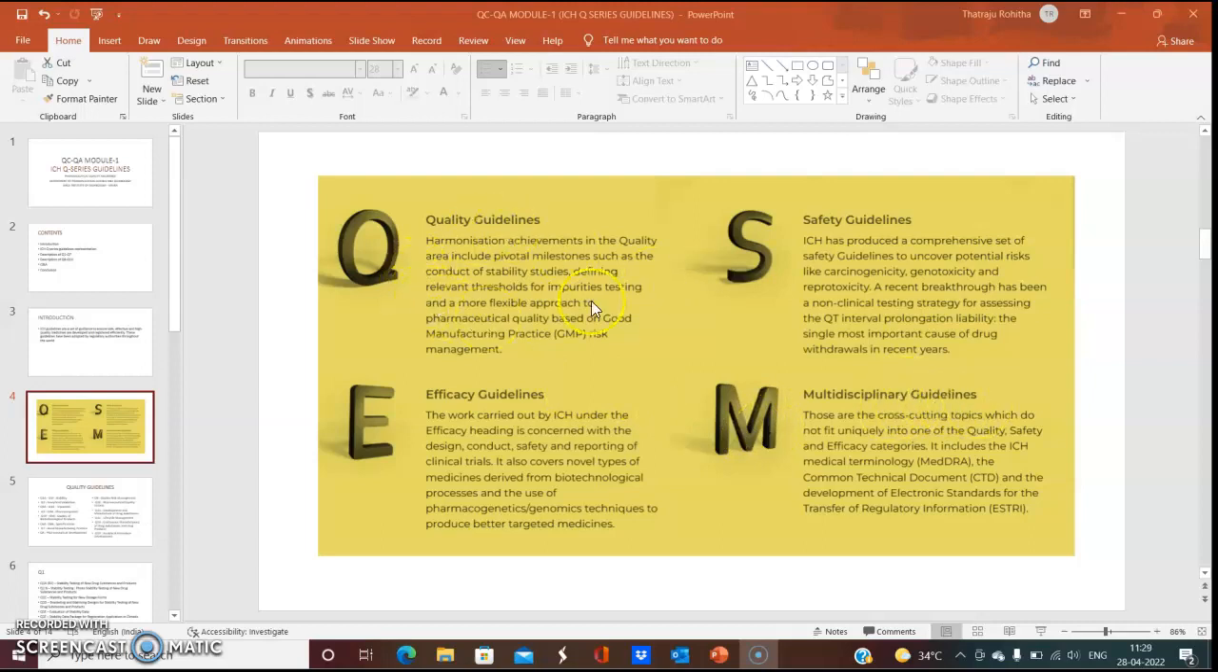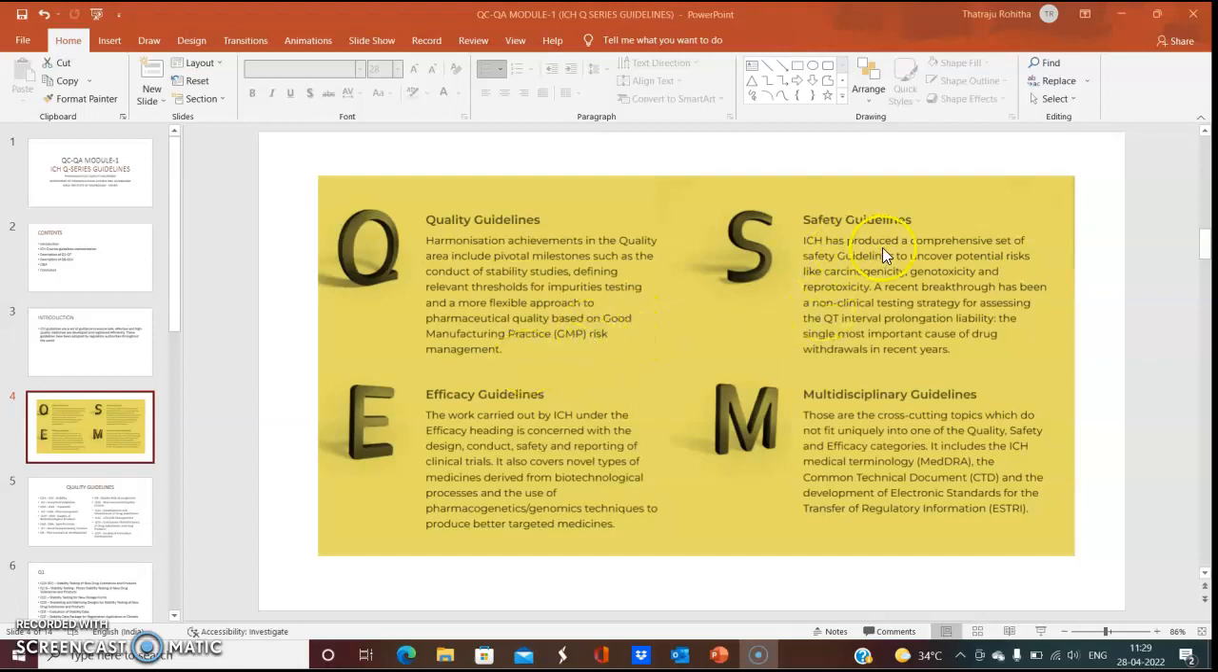So, what are quality guidelines? Harmonization achievements in quality area include pivotal milestones such as the conduct of stability studies, defining relevant thresholds for impurity testing, and more flexible approach to pharmaceutical quality based on good manufacturing practices, risk management.